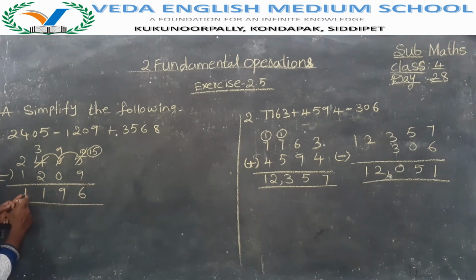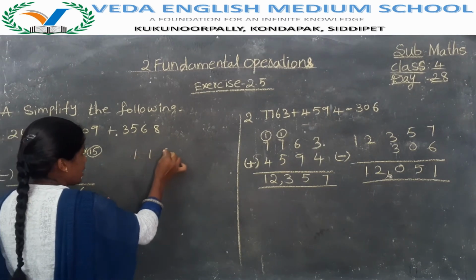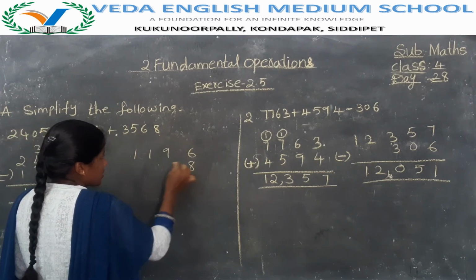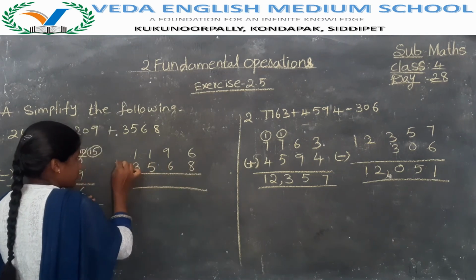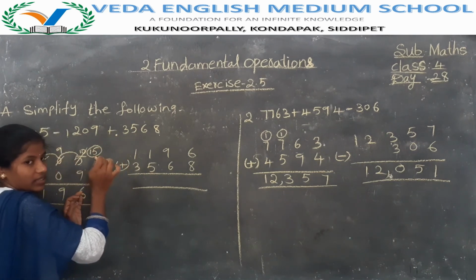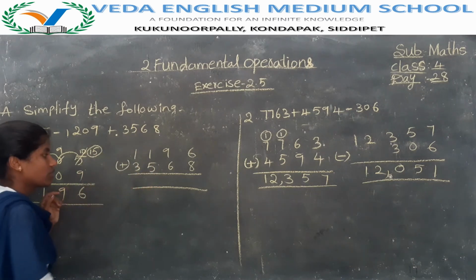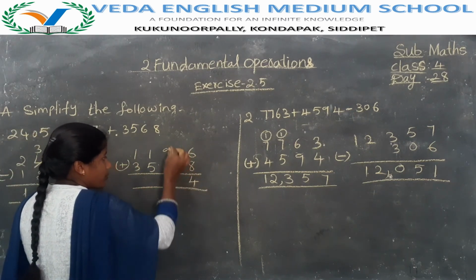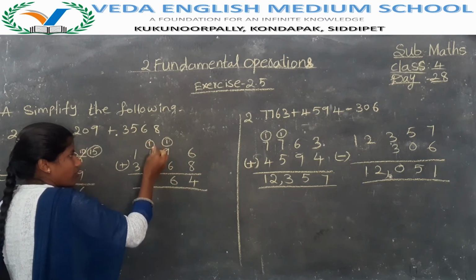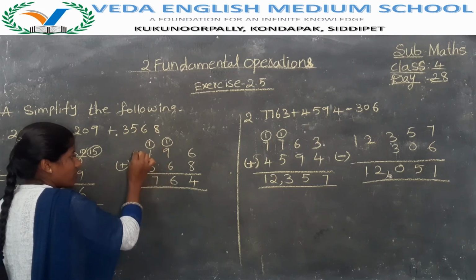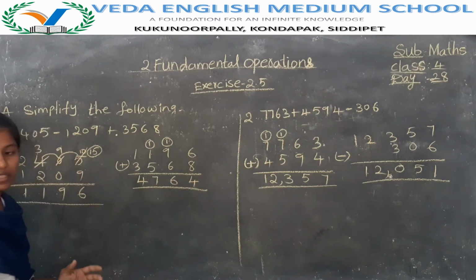1,196. For this 1,196 we have to add 3,568: 1,196 plus 8, 6, 5, 3. Add, because here there is an addition symbol. The answer we got from subtracting these two, we have to add with this number. 6 plus 8 is 14. 9 plus 1 is 10. 10 plus 6 is 16. 1 plus 1 is 2. 2 plus 5 is 7. 1 plus 3 is 4. Answer is 4,764.